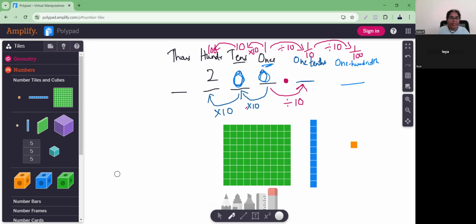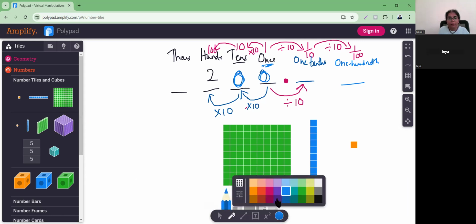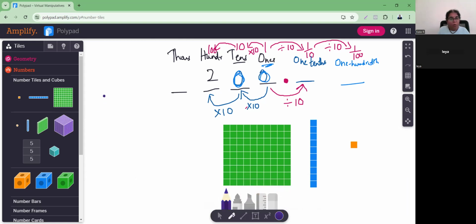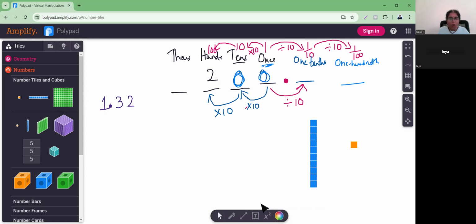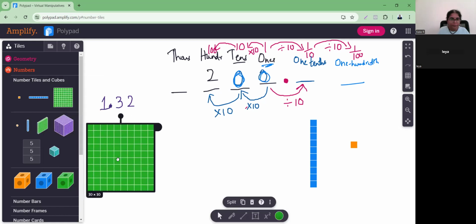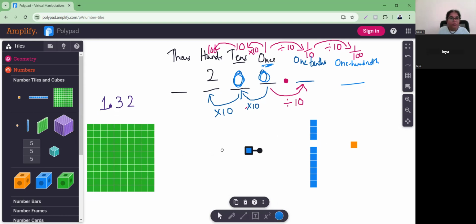Now, if I have to show a number, let's say a decimal number, 1.32. This is the decimal number that I want to show. How will I show it? 1. What have we decided? 1 is this entire flat. Correct? So this is a 1. 0.3. 3 means 1/10. How many 1/10s are there? 3 1/10s are there.